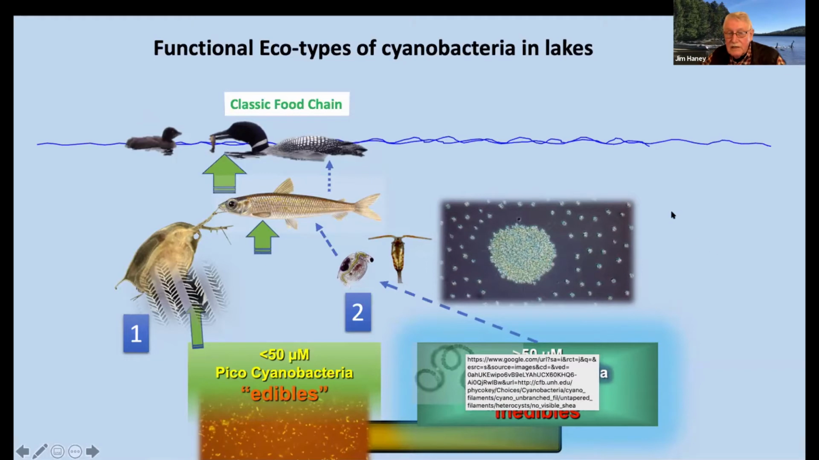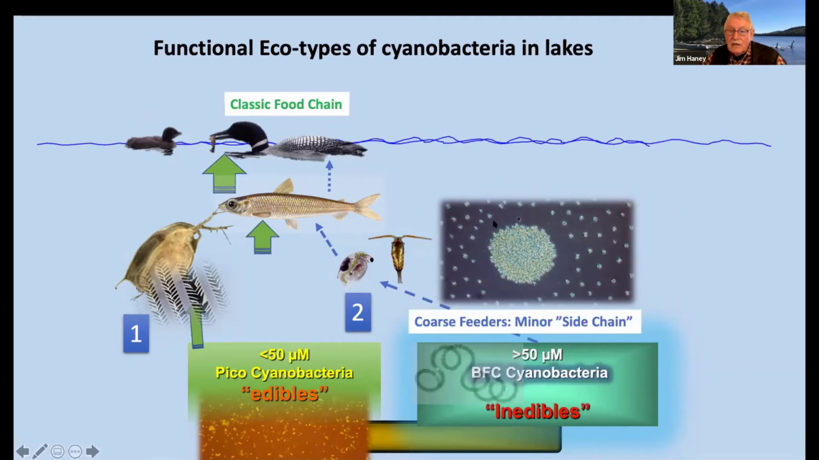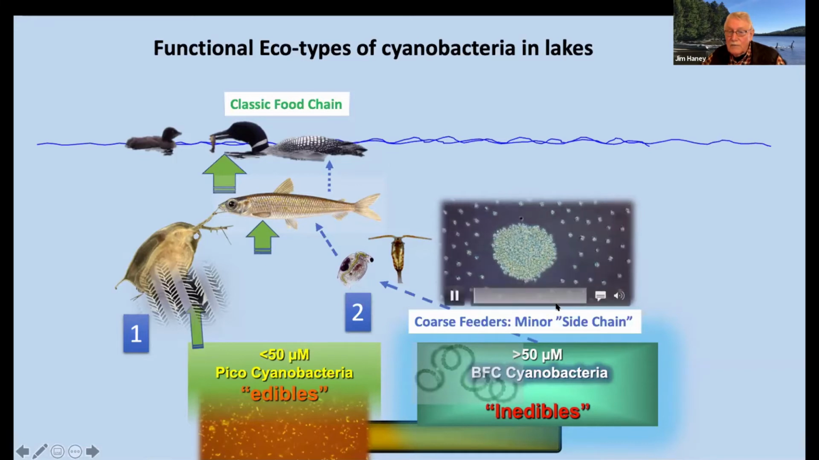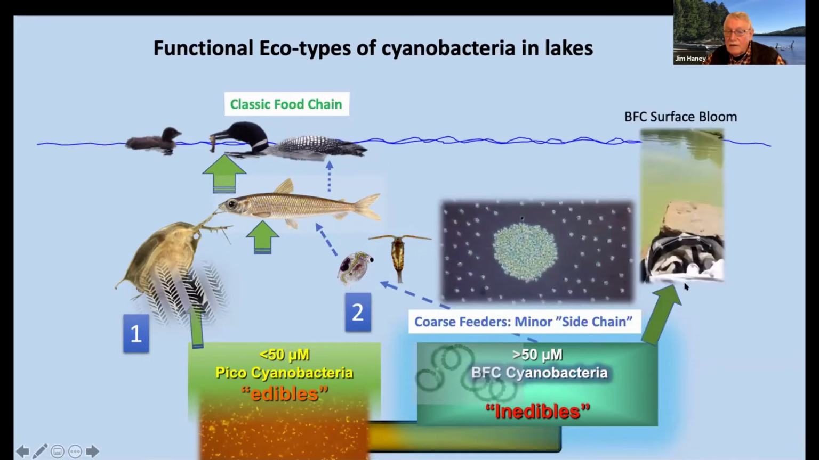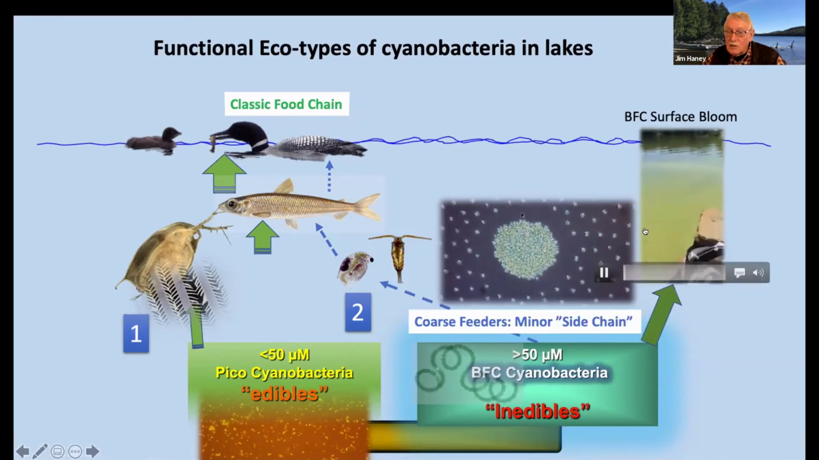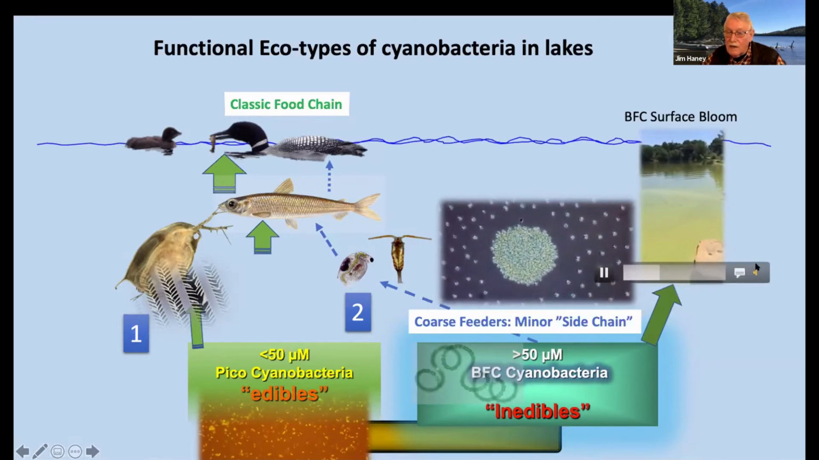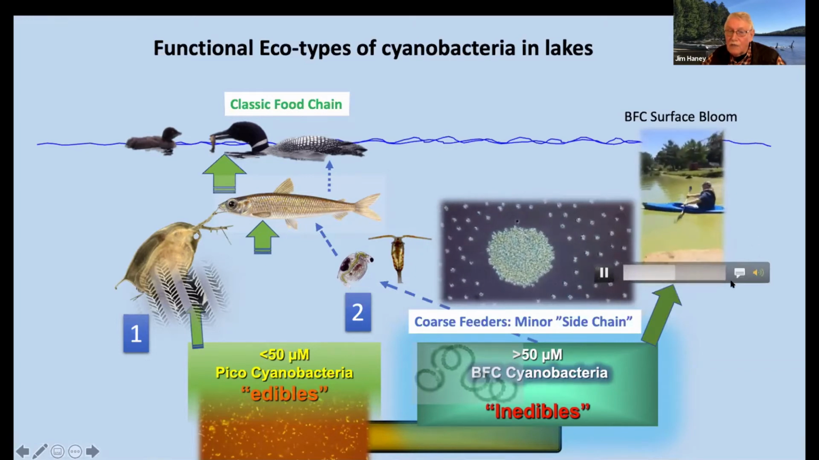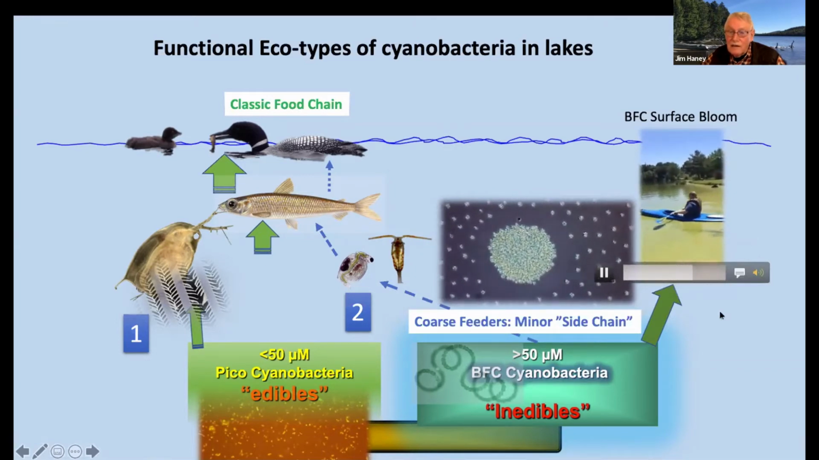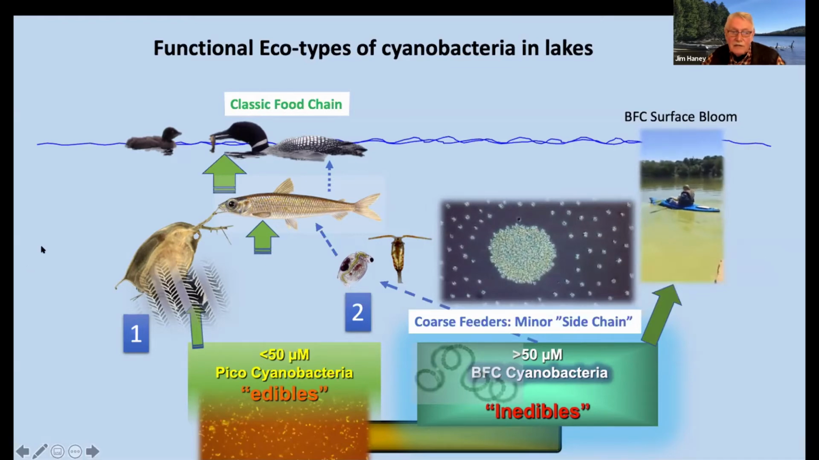Some of this is actually going to end up in what we call the minor side chain of the food web. And then the other, of course, is that the BFCs, true to their name, create surface blooms. And these surface blooms are often observed by scientists, but also by anyone using the lake, as you can see here. So this is what we most often see.